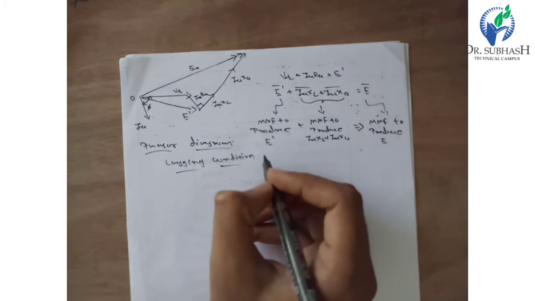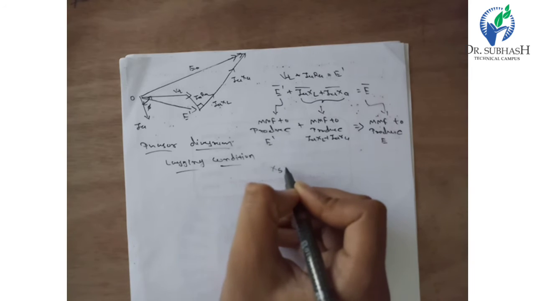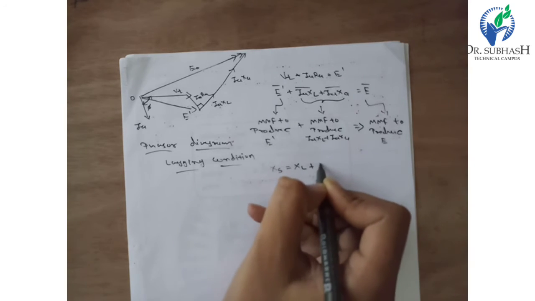Next point is during the short circuit condition, the load voltage is 0. So the entire EMF or MMF is utilized for the armature current and reactance drop. Here the value we write is XS equal to XL plus XA, and XA is dominant, and armature reaction reactance is dominant as XA is produced due to the armature flux.